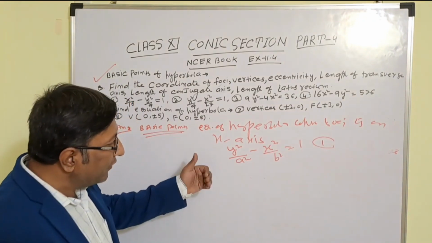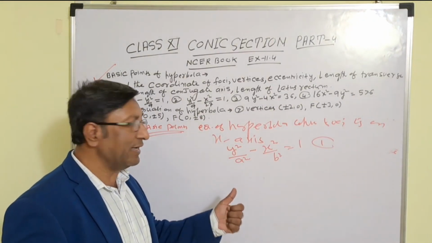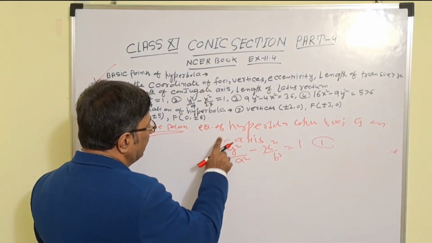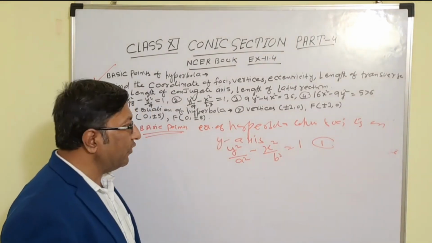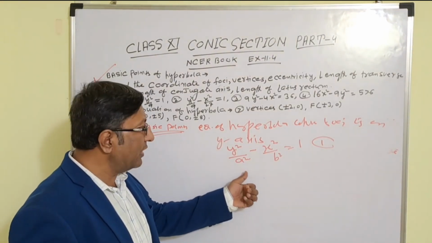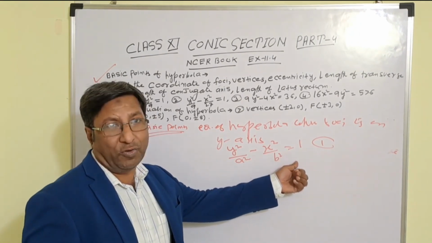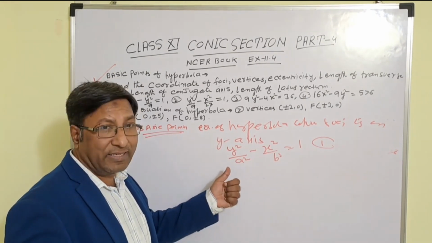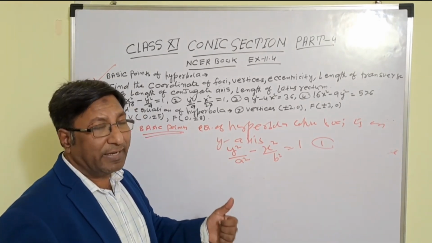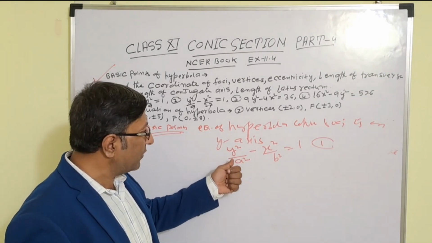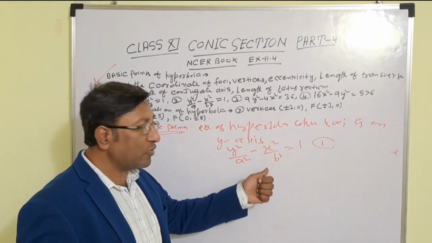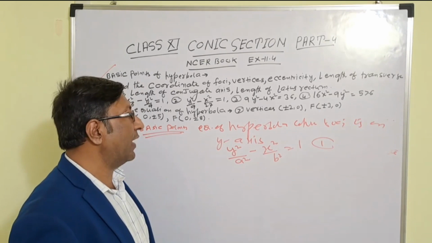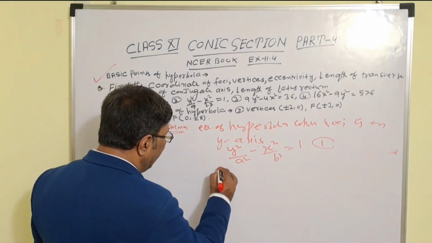So when the hyperbola is along the y-axis, that means when the foci of hyperbola are on y-axis, then the equation will be y square by a square minus x square by b square equal to 1. That means when hyperbola foci are on y-axis, that is hyperbola along y-axis, then y will be positive: y square by a square minus x square by b square equal to 1. This is the standard equation of hyperbola when foci are on y-axis. Now what is the coordinate of the foci?